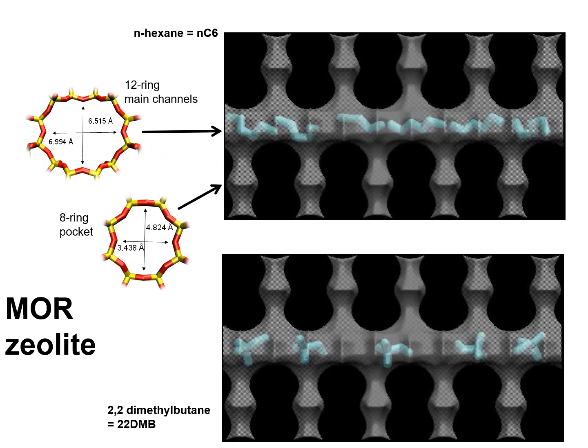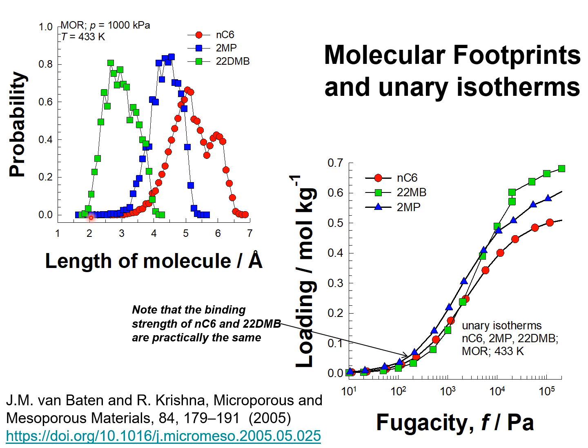in the molecular footprints. By sampling several thousand conformations of each of the hexane isomers, it is possible to construct a probability distribution of the lengths of the footprints for normal hexane, 2-methylpentane, and 2,2-dimethylbutane. 2,2-dimethylbutane has the shortest footprint, say about 2.8 angstrom. 2-methylpentane has a footprint on average of 4.5 angstrom, and the normal hexane footprint on average is larger, which is about 5.5.